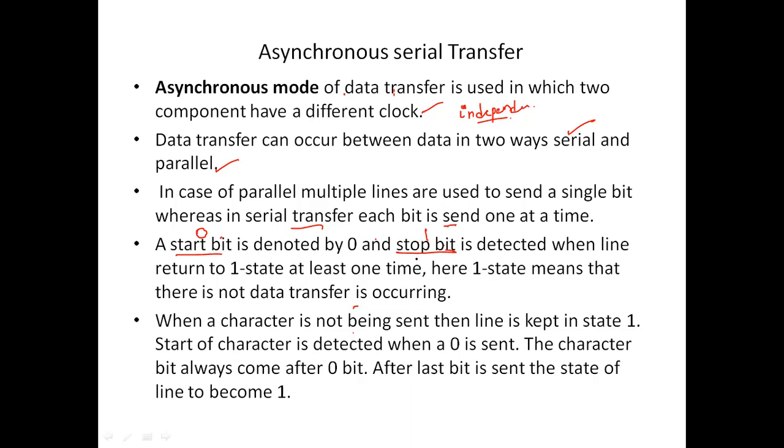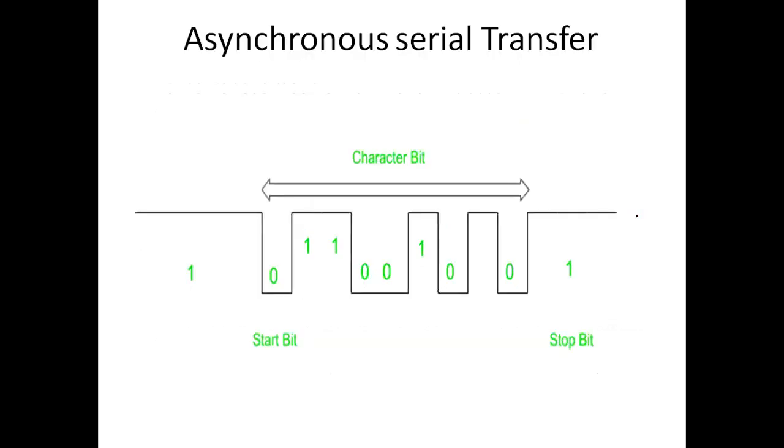So when a character is not being sent, the line is going to be kept in the active state. When the character starts sending, then we have the 0, that is the start bit. Then our 8 bits of data are going to be sent. Then again the line will be in active state. Why? Because active means there is no character or it is the end of the character. So this is the asynchronous serial transfer. So this is how we send the data.